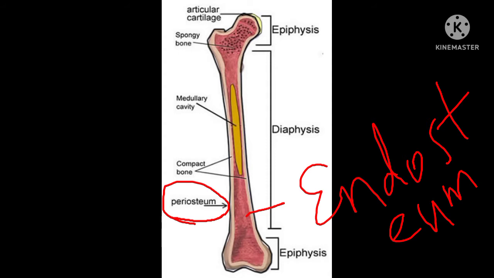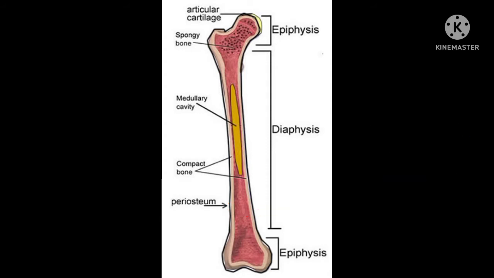Now we go to the parts of the bone. The outer covering of the bone is called the periosteum. Inside of the outer covering, the periosteum, you can see the hard compact bone. Then internally the compact bone is lined with another layer, called the endosteum.